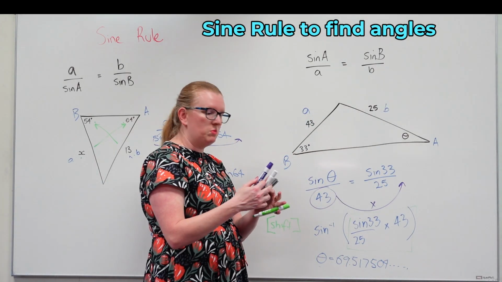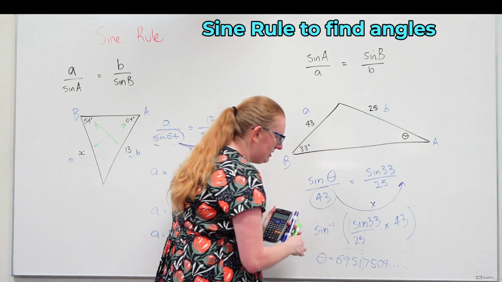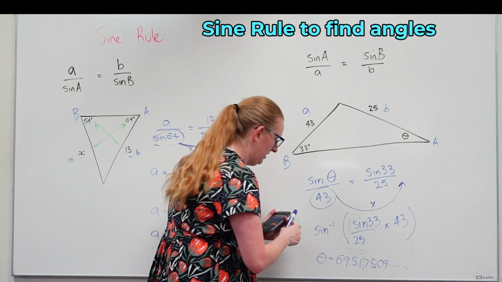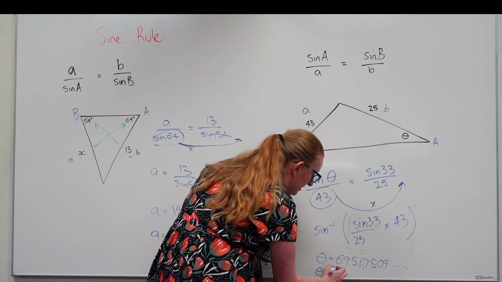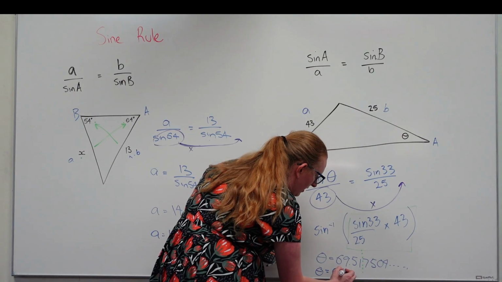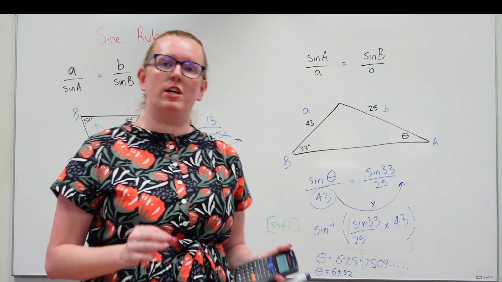Again, let's round to 2 decimal places. So I put a dotted line after 2 decimal places, 7 rounds up. So that means the size of the angle is 69.52. Now, sometimes you can get challenge questions.